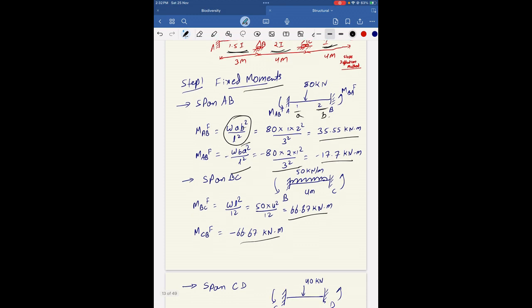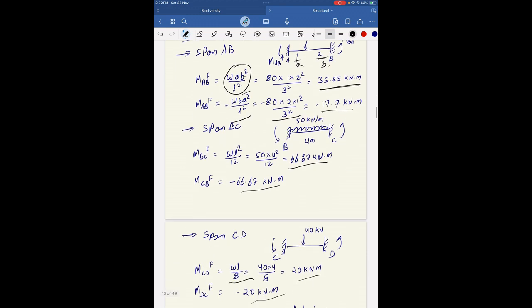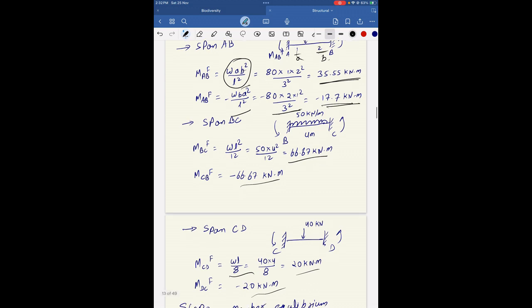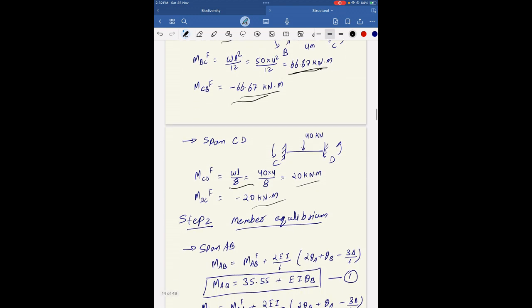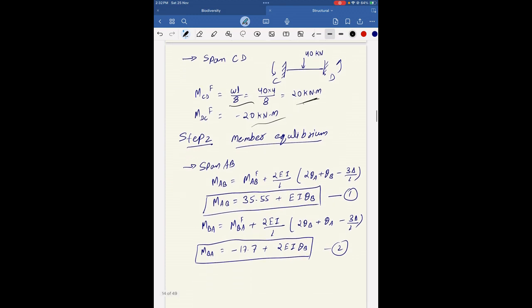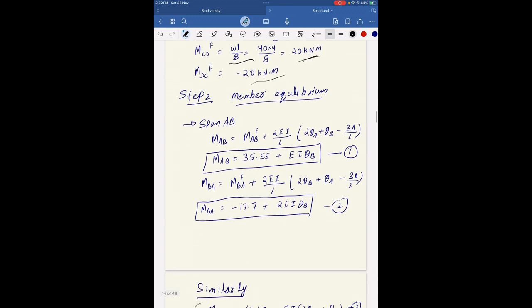So for span AB, the load is not at the midpoint, so the moment at AB is Wab square by L square, and it comes out to be 35, and for BA, Wba square by L square, it comes out to be minus 17.7 kN. Similarly for span BC, 66.67, and CB the negative of that. And then in step 2 we have to find the member equilibrium.